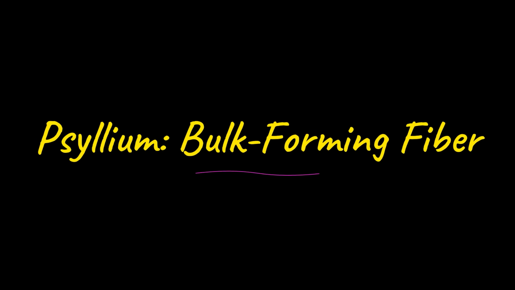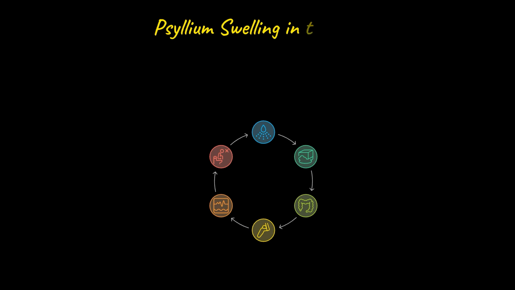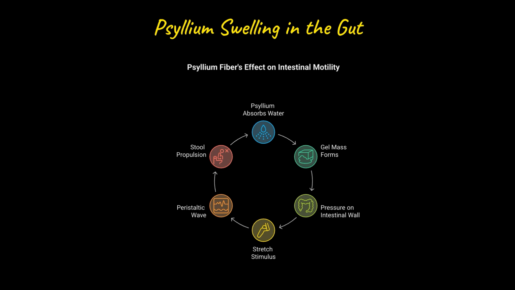Psyllium is a bulk-forming laxative, a soluble fiber that relieves constipation by restoring the physical bulk that stool needs to move forward. Understanding how it works explains why how you take it is just as important as taking it at all. Once swallowed with adequate fluid, psyllium soaks up water and swells into a soft, bulky gel. That gel stretches the intestinal wall, and that stretch triggers the natural muscular waves, peristalsis, that push stool forward, producing a normal, formed bowel movement.